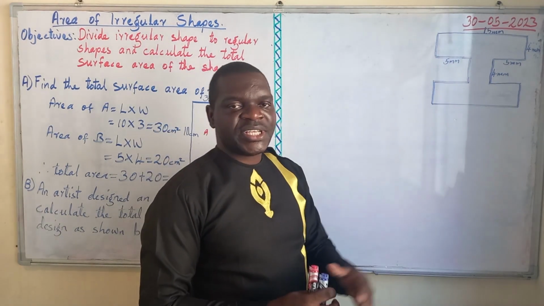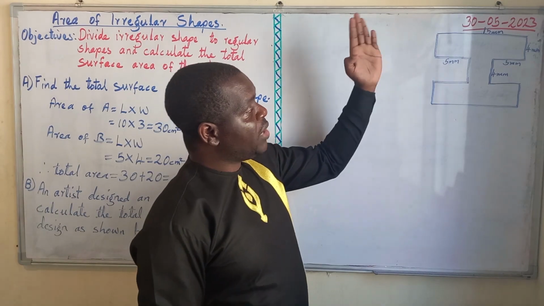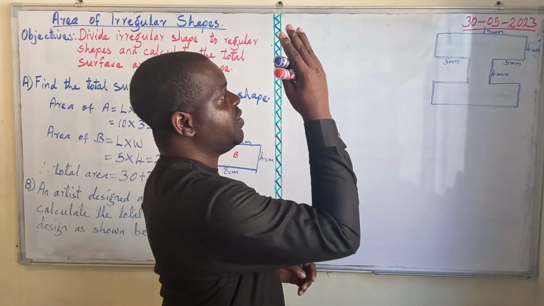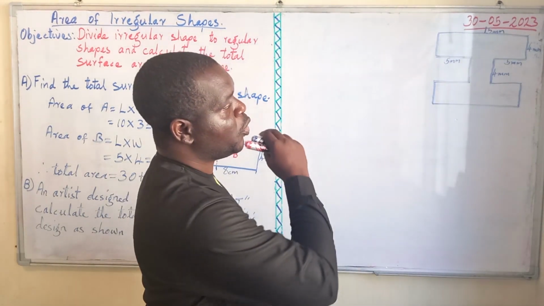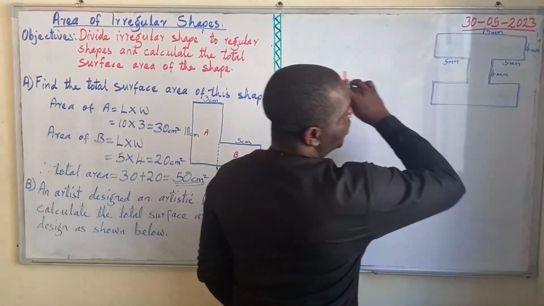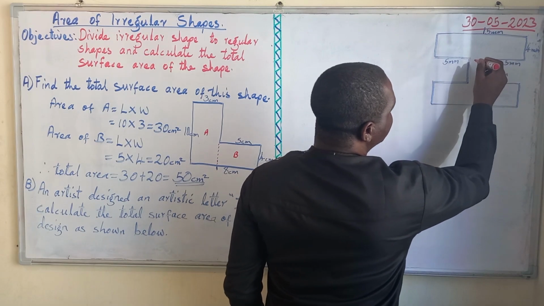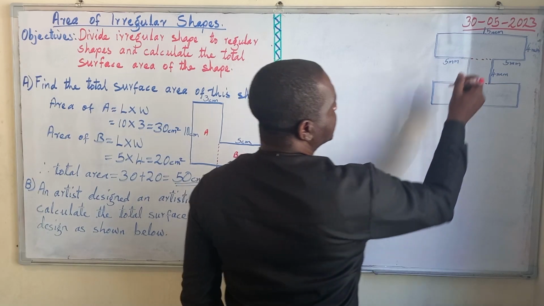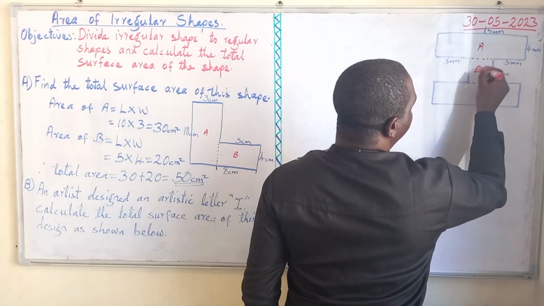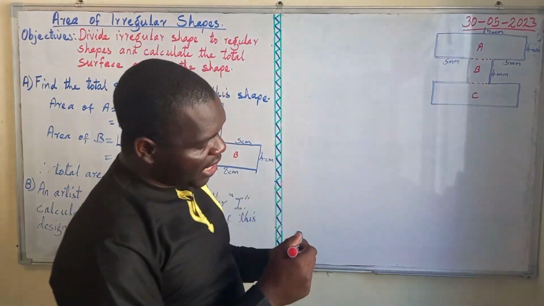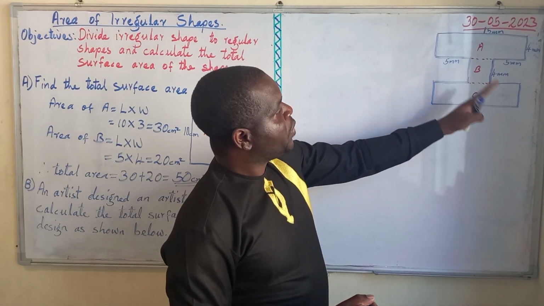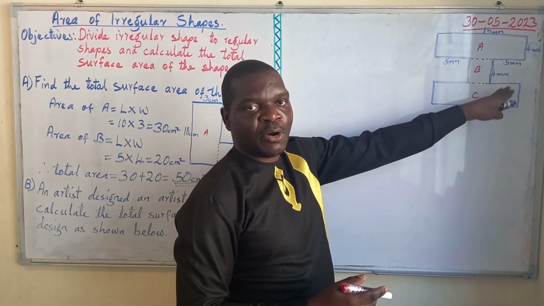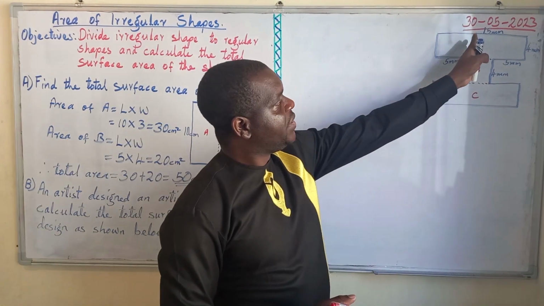As we said, the first thing to do is to identify if you're going to divide this irregular shape with vertical dotted lines or horizontal dotted lines. If we go with horizontal dotted lines, it's going to give us fewer shapes. So we'll connect this and call this A, this B, and this C. As far as the dimensions are concerned, we're going to use the opposite side to find the missing side of the shapes. So let's start with area A.